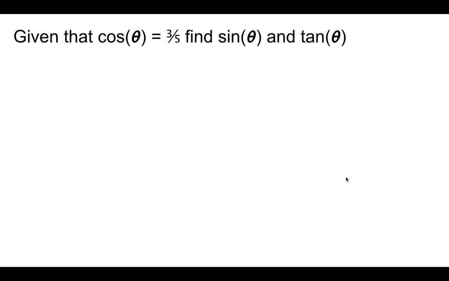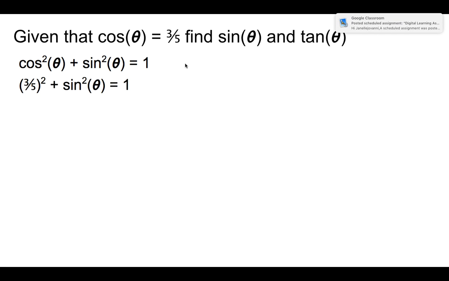So now let's use it. Given that cosine of theta is equal to 3/5, find sine of theta and tangent of theta. So again, going back to the identity, cosine squared theta plus sine squared theta is equal to 1. I was given that cosine theta is equal to 3/5, so I can substitute that value back into my equation because I know that value for certain. So (3/5) squared plus sine squared theta is equal to 1.